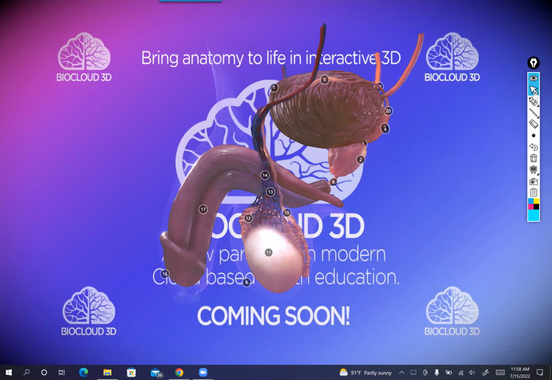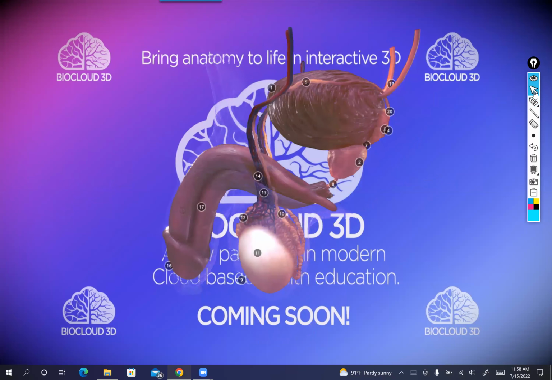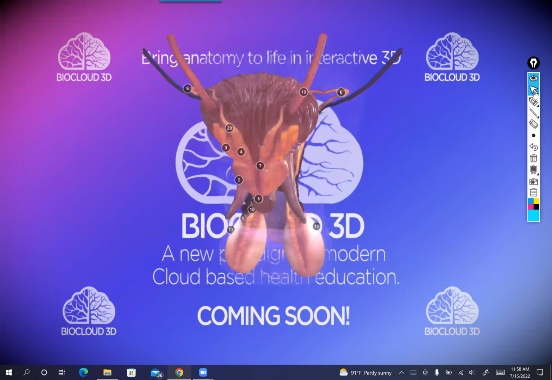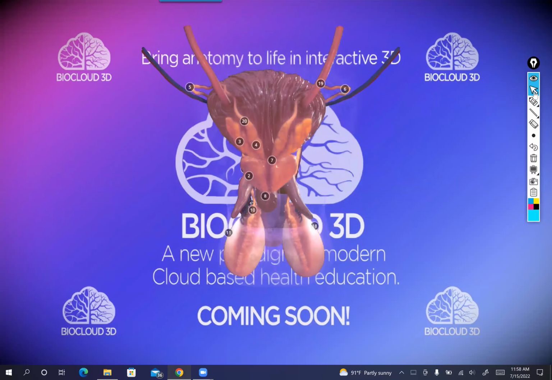Okay, so let's get some basic anatomy out of the way. I'm going to turn, so we're looking at the posterior aspect. So this is from the back. So this thing is the urinary bladder. And then these two tubes plugging into the bladder are the ureters. And these are going to be the tubes that carry urine into the bladder from the kidneys.